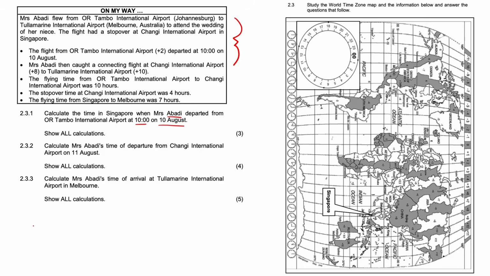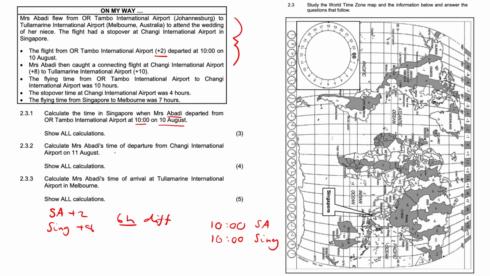So in 2.3.1, South Africa is at +2 and Singapore is going to be at +8, right? So in other words here, the time difference, 8 minus 2 is equal to 6. So there's going to be a 6-hour time difference. Therefore, if it's 10 o'clock in South Africa, it's going to be 16 o'clock in Singapore. In other words, it's going to be 4 p.m. So yeah, that's how you do that question.